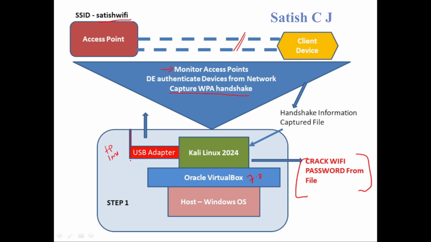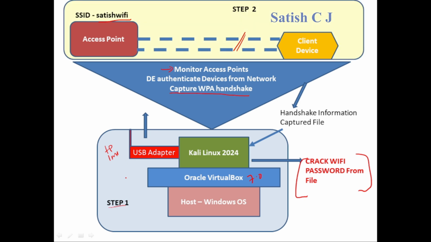So step 1 is we'll use this USB adapter. We'll configure this USB adapter with Kali Linux so that Kali Linux recognizes this adapter. That is step 1. And then we'll put this adapter in monitor mode. So we'll configure Kali Linux to take a wireless USB adapter, and we'll configure it such that this adapter is in monitor mode. That is step 1.